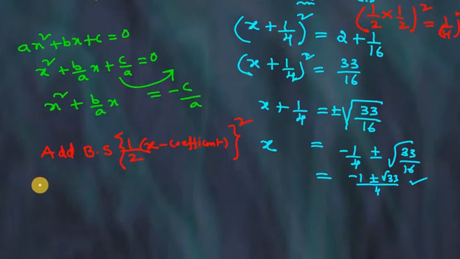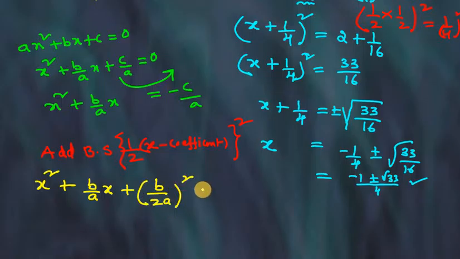So what happens if we add to both the sides? If I write this, x square plus b by a into x, so I am getting half of the x coefficient, b by 2a whole square, that is equal to minus c by a plus b by 2a whole square. So I added to both the sides half of the x coefficient whole square. The x coefficient is b by a, half of that is b by 2a whole square. I added both the sides. Now I'll go for further simplification.